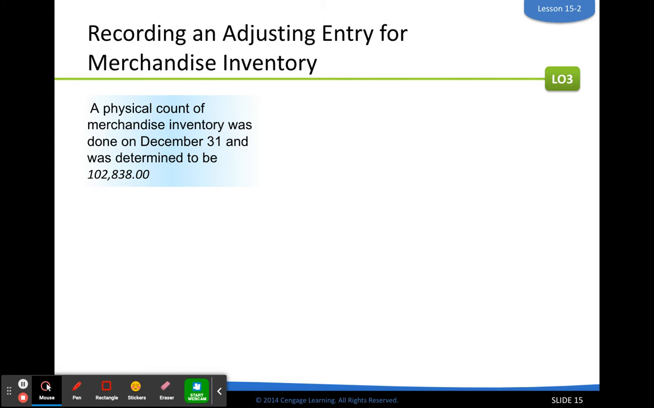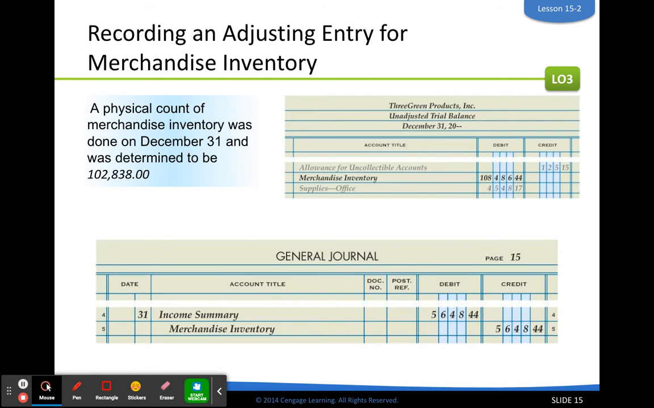So in order to determine that ending amount, you have to do a physical count of the merchandise inventory. So on December 31st, we went through and we counted and determined that we have $102,838 worth of merchandise on hand. You could see here, based on our unadjusted trial balance, that we started with $108,000. So if we started with $108,000, ended with $102,000, we ended with less than we started with.